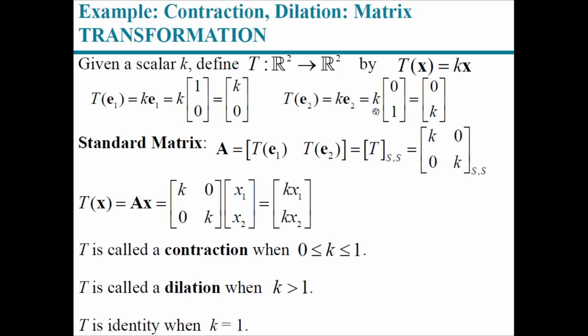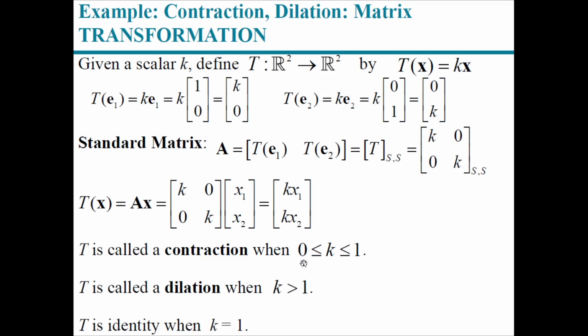So I get k times (0, 1), so I get here (0, k). So all I do now to build the standard matrix is just put these vectors in the respective columns. So I get this diagonal matrix, (k, 0; 0, k). So that's my standard matrix for this linear transformation.